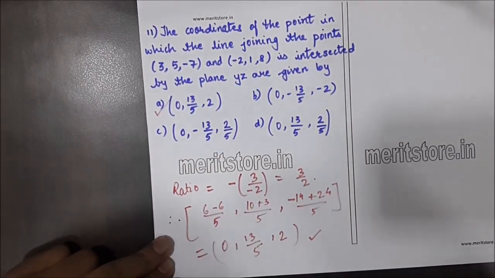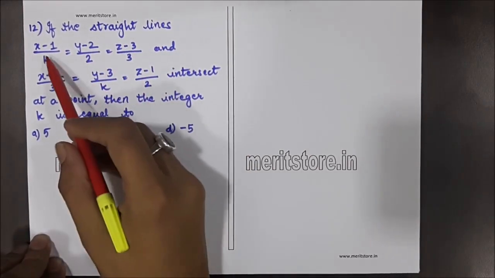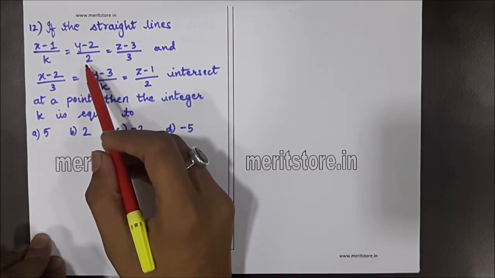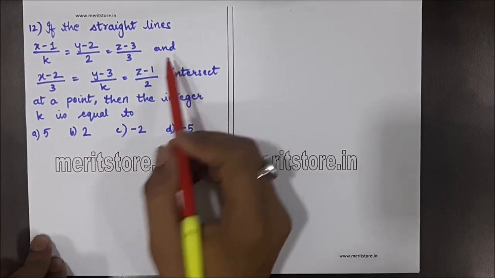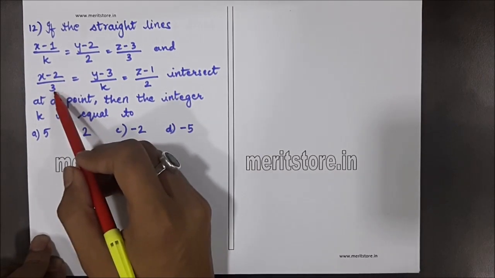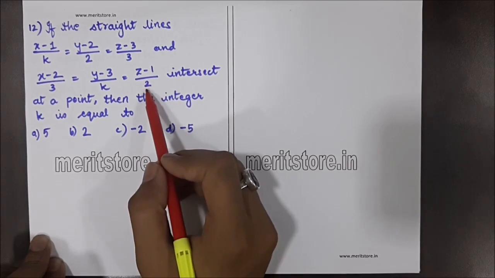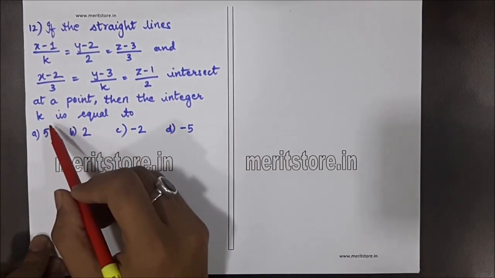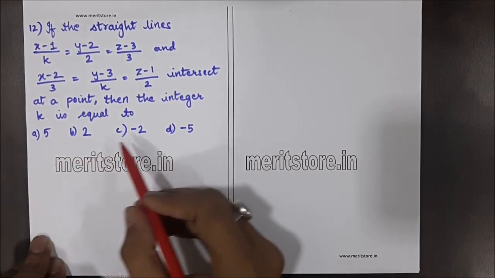If the straight lines (x minus 1) upon k is equal to (y minus 2) upon 2 is equal to (z minus 3) upon 3, and (x minus 2) upon 3 is equal to (y minus 3) upon k is equal to (z minus 1) upon 2 intersect at a point, then the integer k is equal to: minus 5, 2, minus 2 and minus 5.